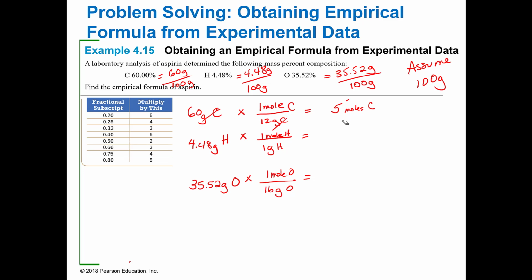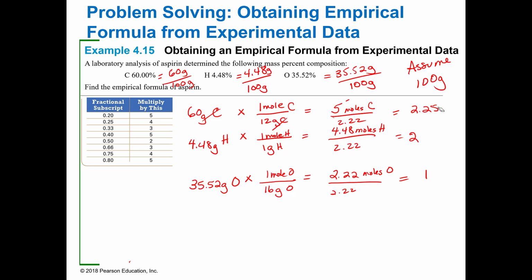And 4.48 moles of hydrogen and 2.22 moles of oxygen. All right, so which one is the smallest? Because right here I'm going to divide by the smallest one, which happens to be the 2.22. So everybody gets divided by the smallest one. So this one's going to be 1. This one's going to be 2. And this one is going to be 2.25.